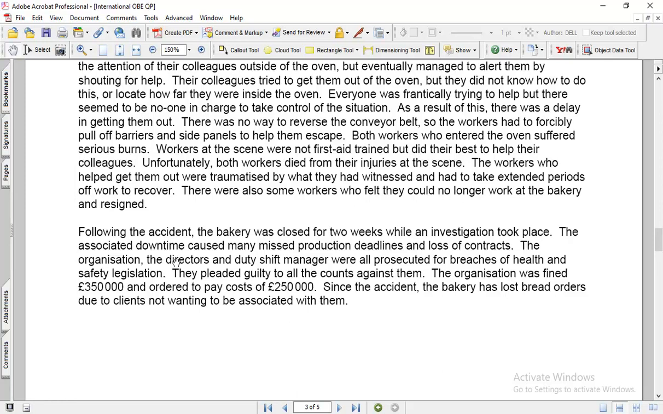So which is discussed regarding the accident consequences. The bakery was closed for 2 weeks and they didn't fulfill the production deadlines and hence lost the contracts. The managers, directors, they were prosecuted and the organization was fined £350,000 and they also lost the clients.